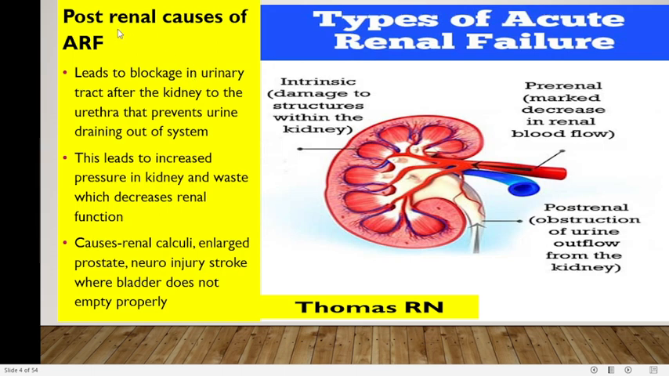The third cause is the post-renal causes of acute renal failure, and this one leads to blockage in the urinary tract after the kidney, to the urethra. So this prevents urine draining out of the system. Any cause that is going to block the draining of urine out of the system will be post-renal. Post-renal, after the kidney.